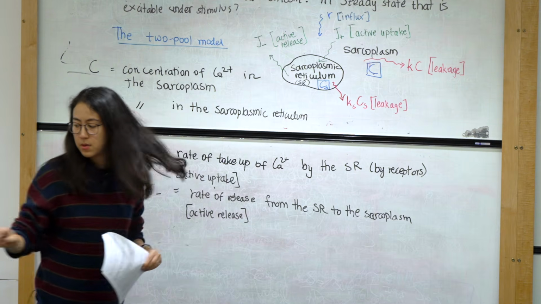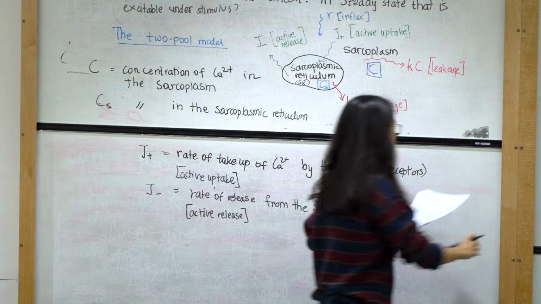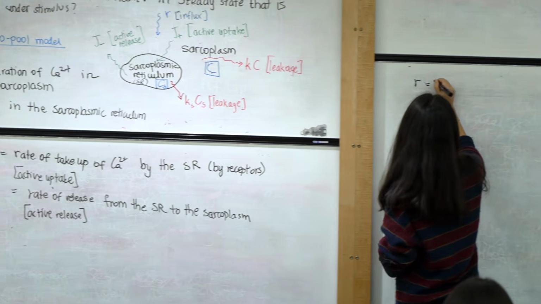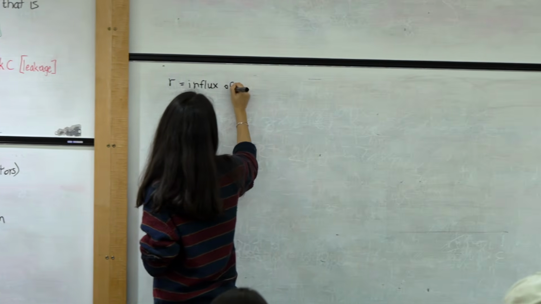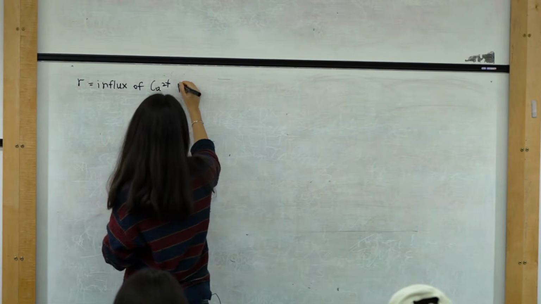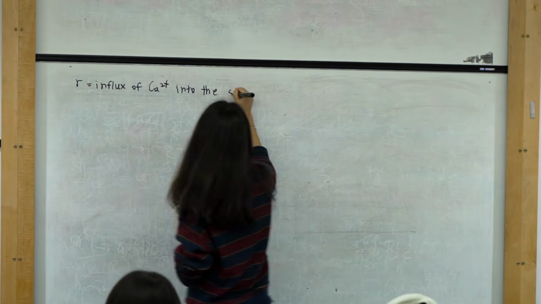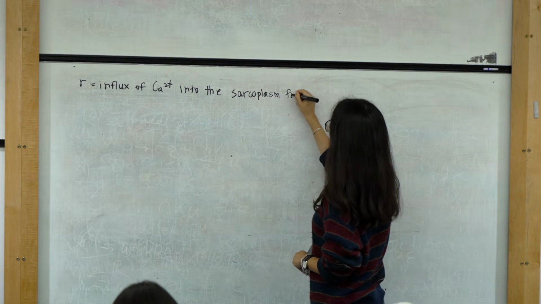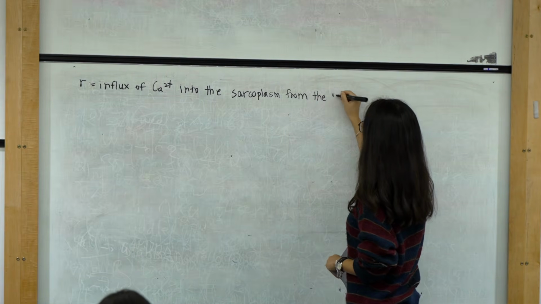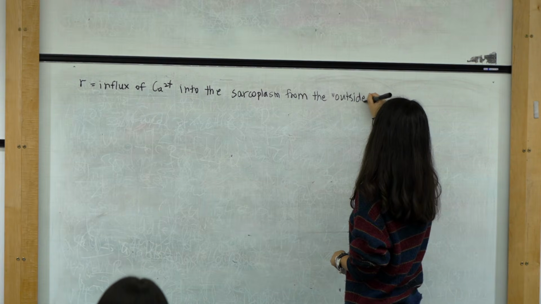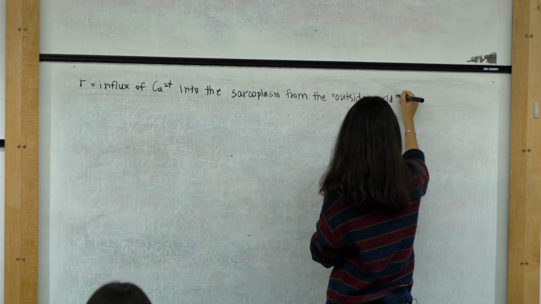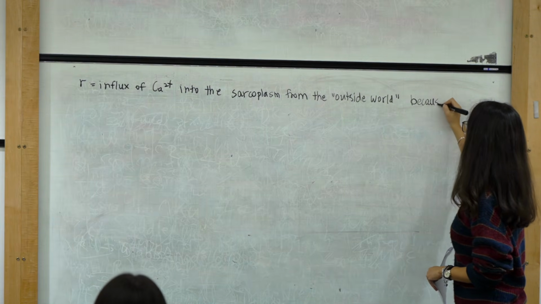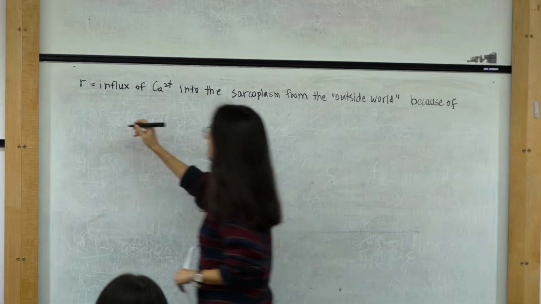Okay, so I will write them now over here. R, the last thing I wrote, is an influx of the calcium concentration into the sarcoplasm from the outside world. And that's because basically you have applied some external stimulus.